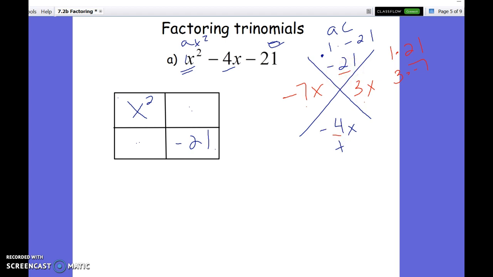So these are our 2 missing terms. So negative 7x is going to go in one of our boxes. 3x is going to go on the other. I could have switched those around. It doesn't really matter which one or which square they're at in the box. Now we filled our box out.